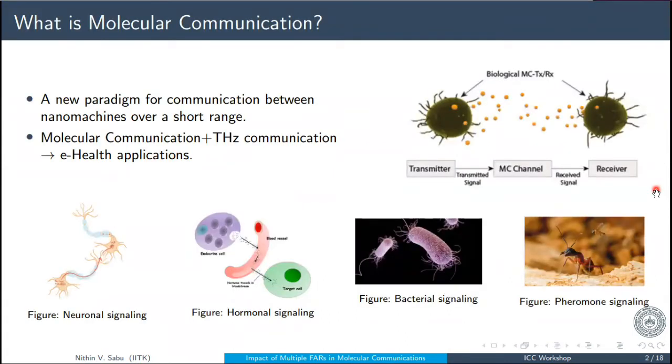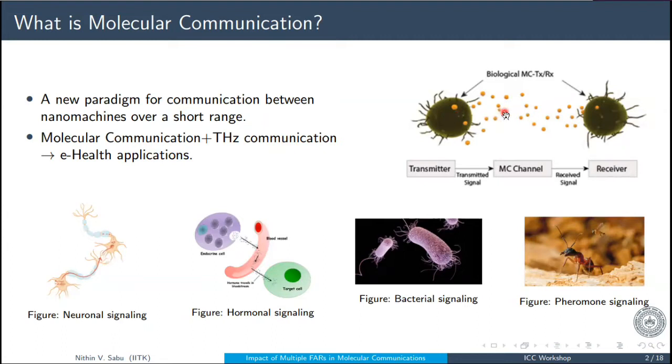What is molecular communication? Molecular communication is a new paradigm for communication between nanomachines over a short range. The transmitter nanomachine communicates with the receiver nanomachine using molecules termed information molecules, or in short IM, as the carrier of information. The information to be transmitted is translated to information molecules and released to the communication channel. The released molecules will move from the transmitter nanomachine to the receiver nanomachine through a propagation medium.